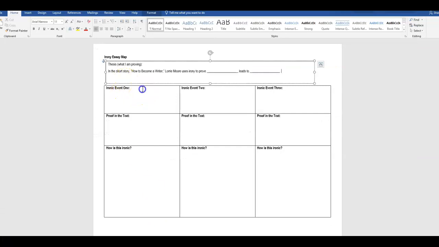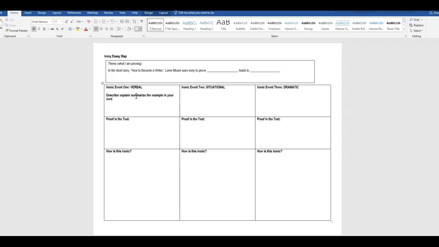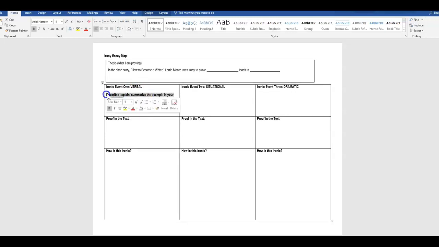Okay, so for ironic event number 1, number 2, and number 3, please list what they are. So let's say verbal, and then you find one that's situational. I just spelled that all wrong. Situational. And then one that's dramatic. Okay, in the box, you're going to describe or explain, summarize the example in your own words. Okay, you're going to do that for each one of these.